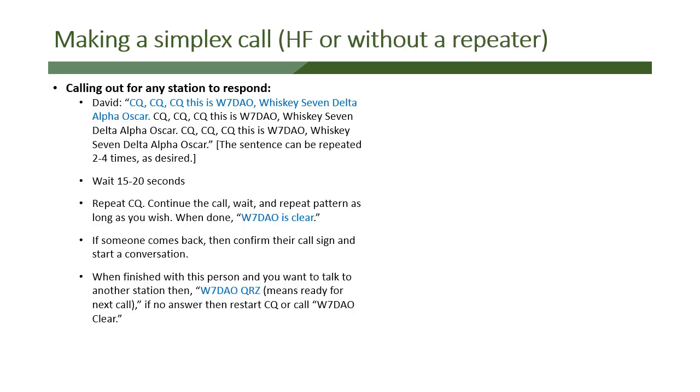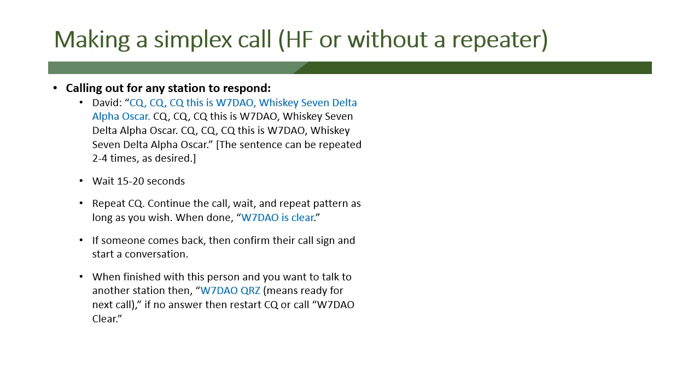If you're making a simplex call, that is HF or without a repeater, there's simplex frequencies on VHF and UHF, of course. Calling out is a little bit different. You're going to use the old-fashioned traditional way of doing it, which is calling out for a station to respond, which is CQ. CQ is "anyone out there?" It does not mean "seek you." If you want to go to Wikipedia, you'll find what CQ and CQD's origins are. But today it means, is there any station out there who would like to talk to me, essentially?